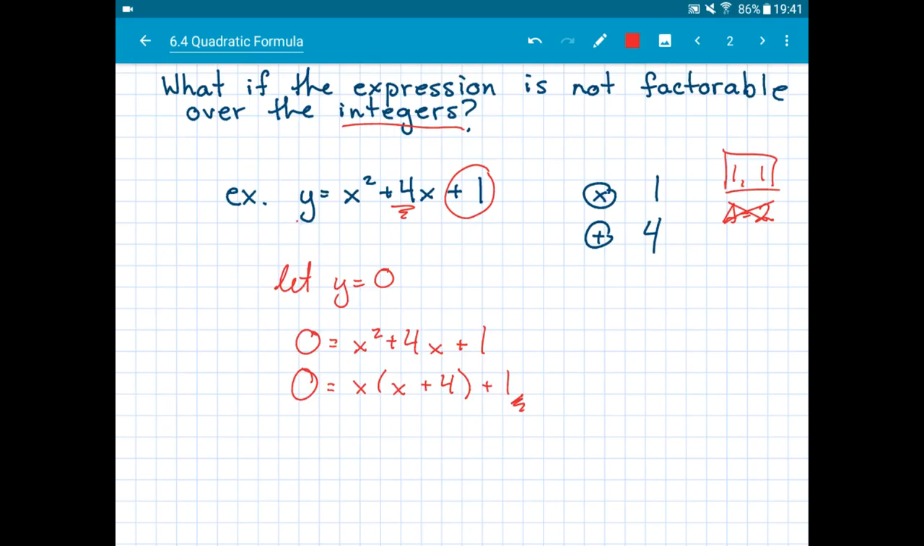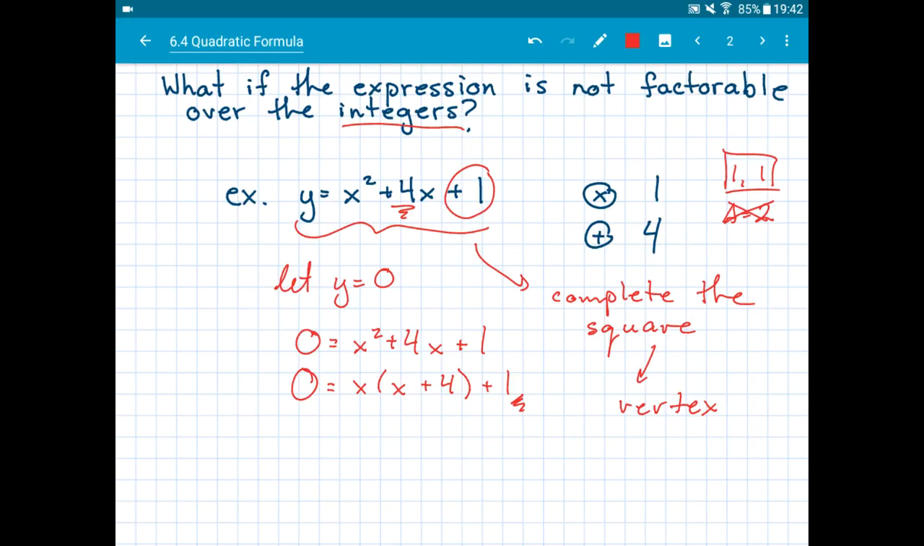So what I would suggest doing with the level of knowledge we have right now is you would just graph this. Okay, you try to graph it. And so if you completed the square, you would get the vertex. And then you could graph it, and then you could just try to read the x-intercepts off the graph.